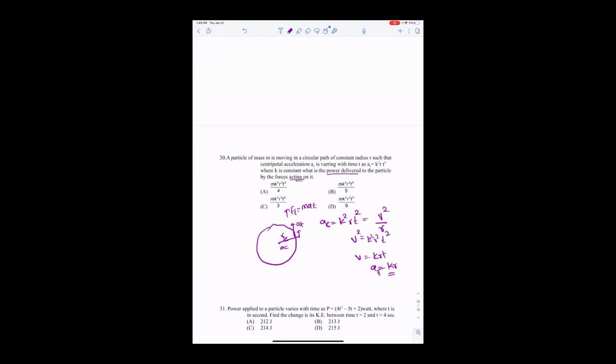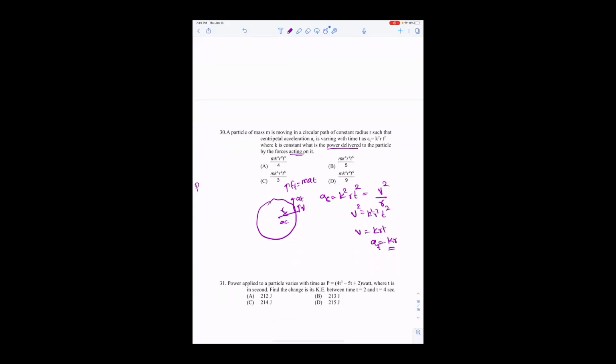Displacement is only this way, right? If the velocity is v. Now, when you ask power, power is F dot v, right? Due to centripetal acceleration, there is a centripetal force Fc, but the velocity is tangential. So power due to centripetal force is 0 because it is normal to the velocity. So here we do F tangential dot V tangential, which is cos 0, 1.